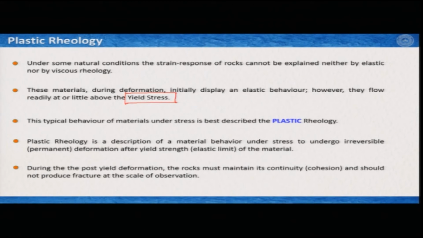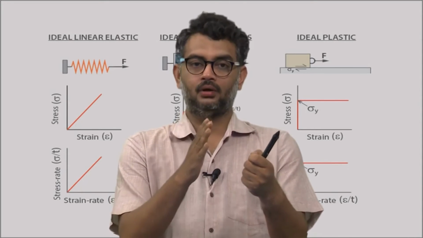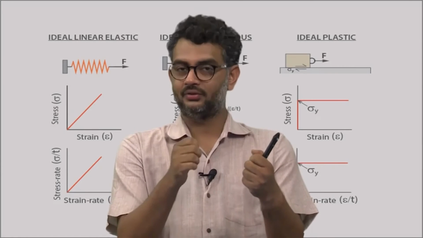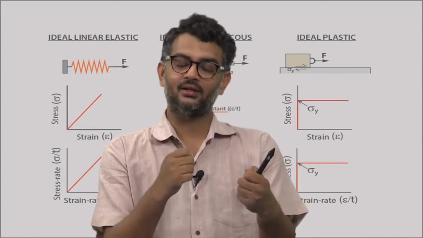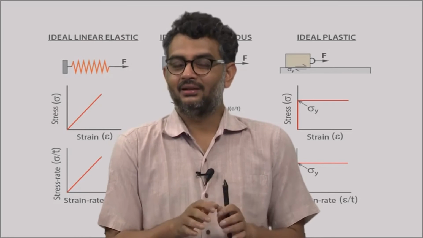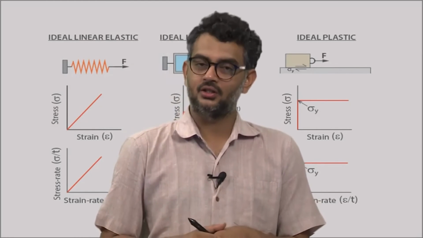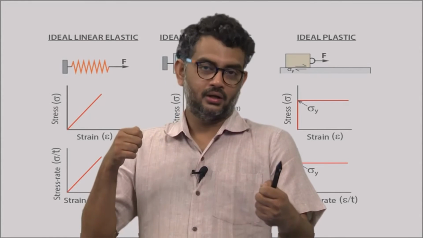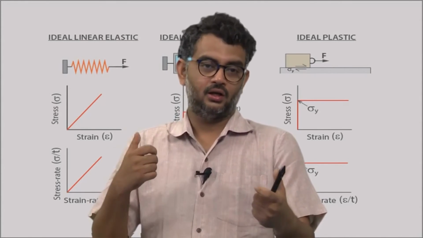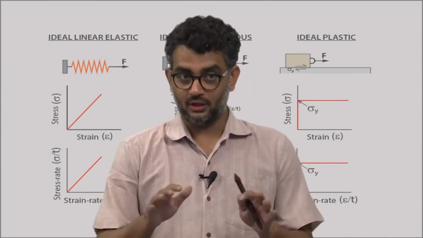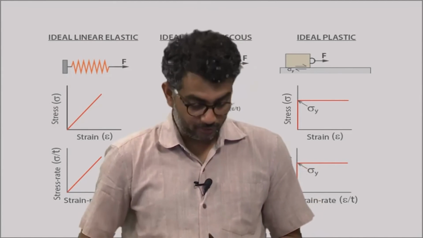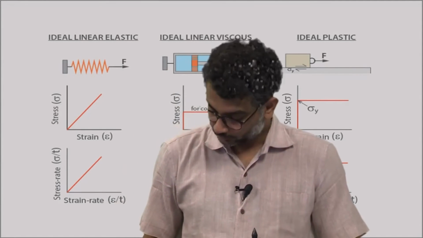So, during the post-yield deformation, it is very interesting for plastic material, the rocks have to maintain their continuity. That means, if I am stretching a rubber band and I cross the threshold value of the elasticity, which is yield stress, and immediately after that the rubber band breaks, then this is not a typical plastic rheology that we consider. The rubber band has to get stretched, and if I release it, it should not come back to its original position if it is a perfect plastic material, but a rubber band is not.